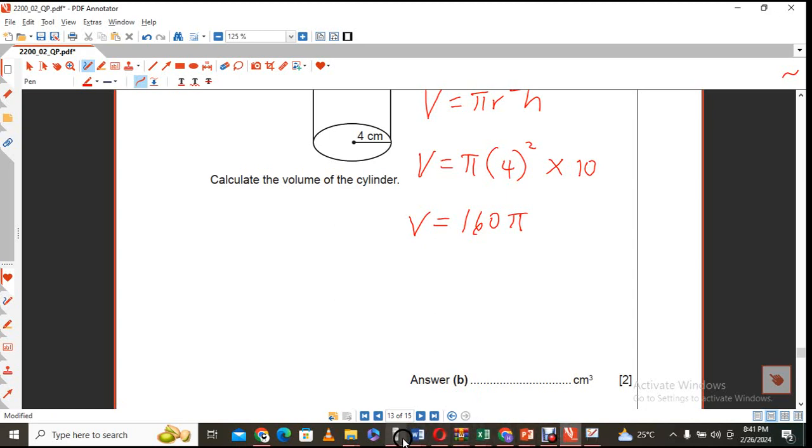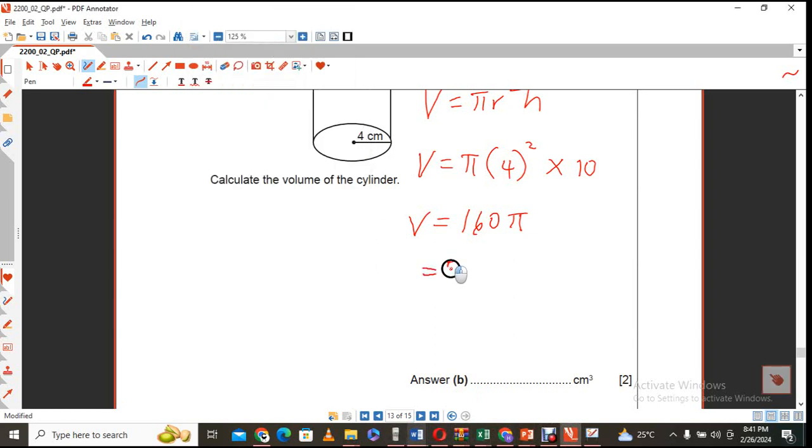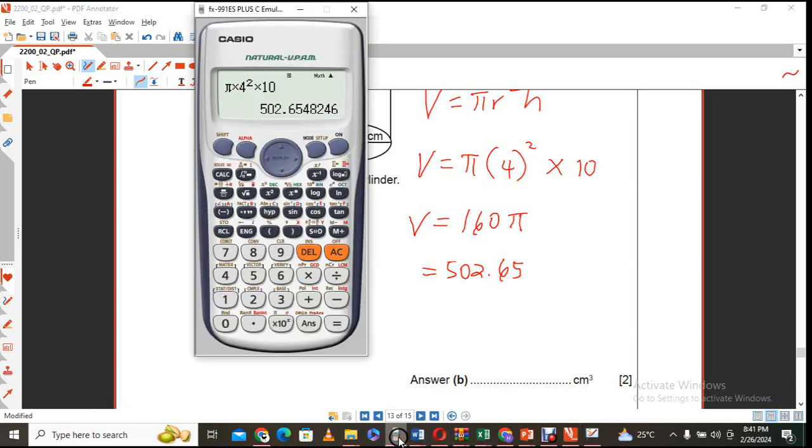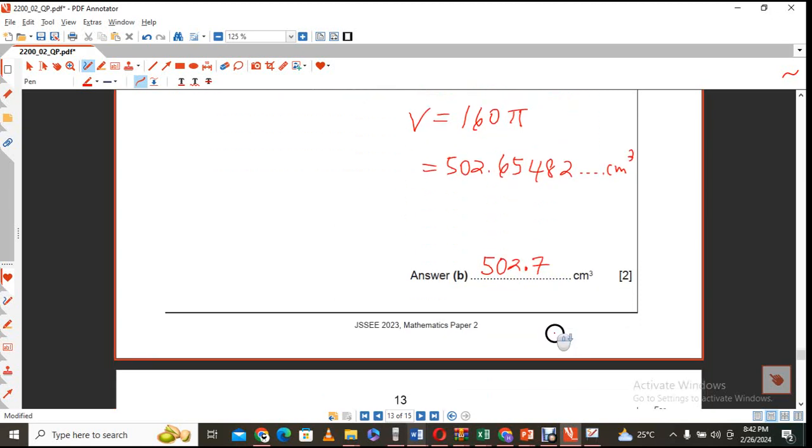I can press the S to D button on the calculator, and it will give me 502.65482. So the correct answer would be 502.7 cubic centimeters. Anything around that rounding will be accepted.